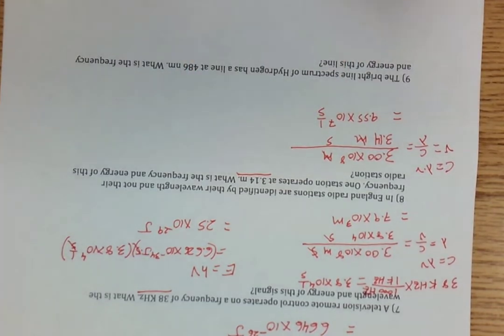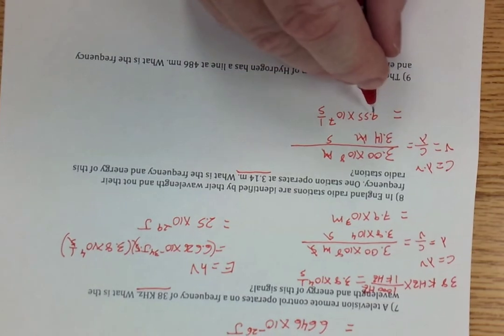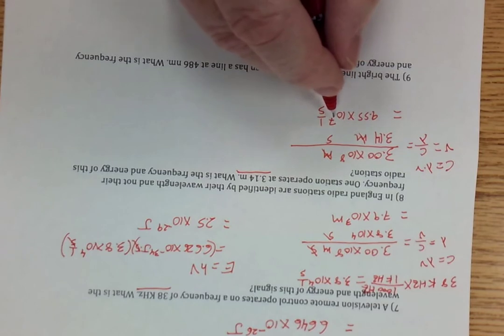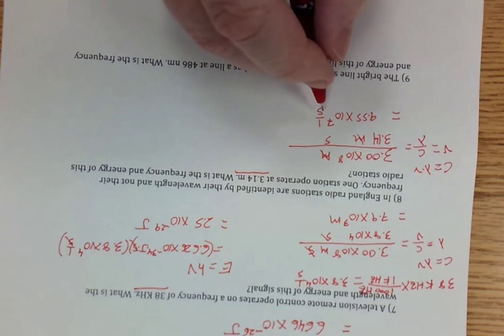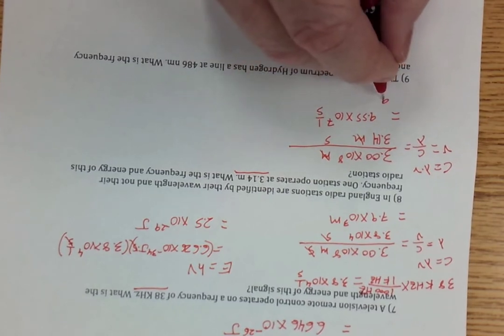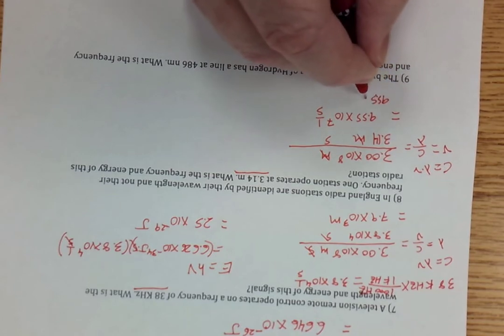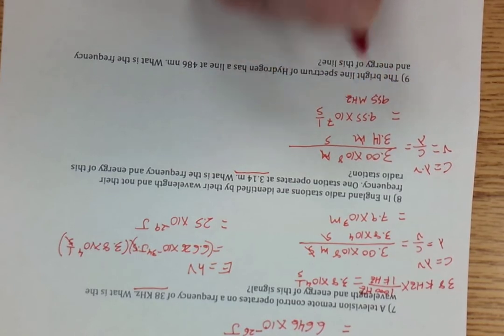Now, I just happen to recognize this. If I move the decimal over one, that's 95.5 times 10 to the 6th hertz, or what we might call here in America 95.5 megahertz, which here in Los Angeles is a station called KLOS.